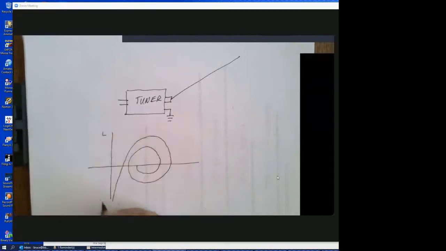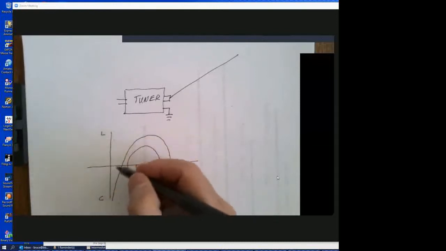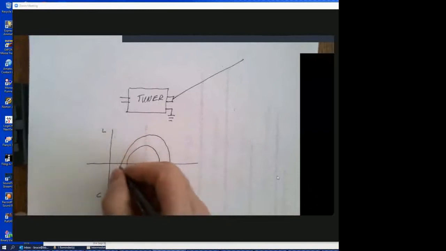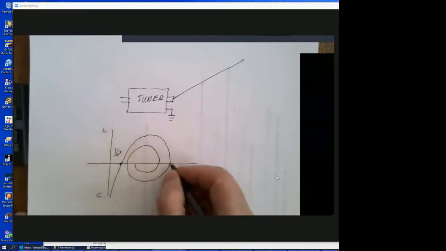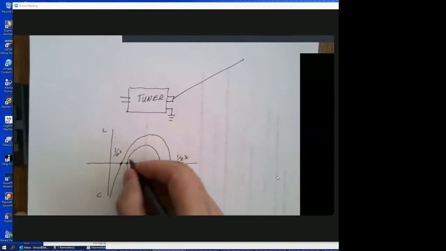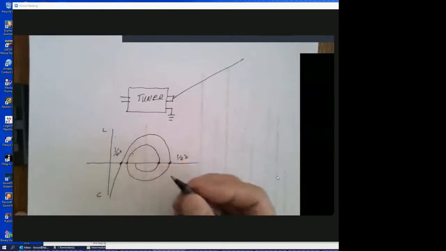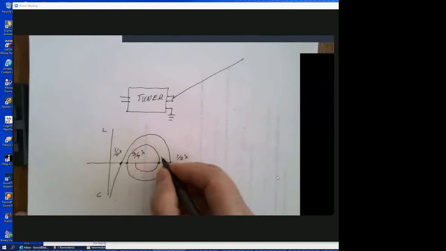This is inductive, this is capacitive. In other words, the antenna is non-resonant. And this impedance is at, when the antenna is 1/4 wavelength long, when it's 1/2 wavelength long, when this one is now 3/4, sorry, and so forth. This would be 1 wavelength.